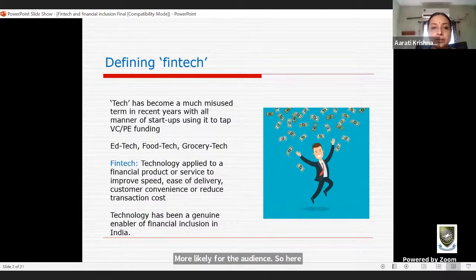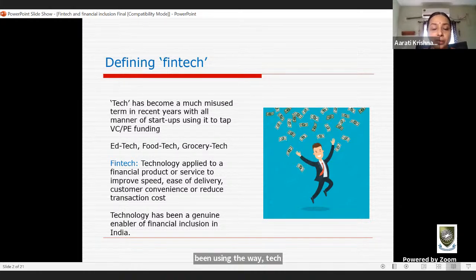So adding the word tech to any business has become a kind of a fad. If you see in the last 4 or 5 years, a lot of Indian startups and businesses have been able to raise a lot of money from international private equity funds and venture capital investors. Now, the secret to getting money from these investors very readily has been using the word tech in your business.